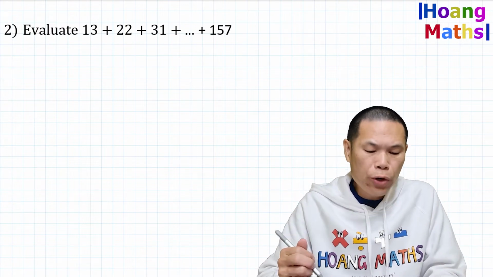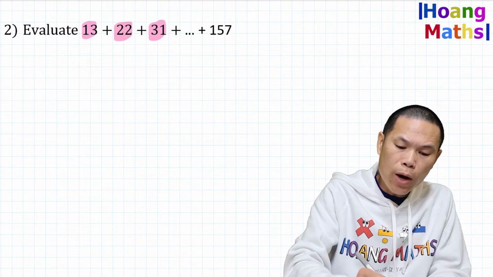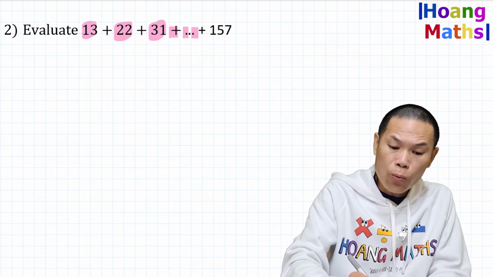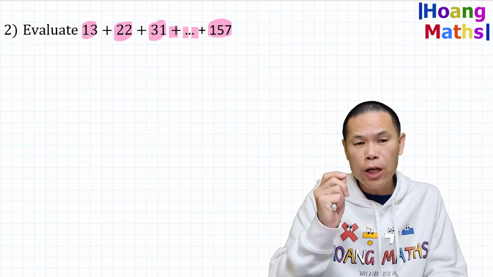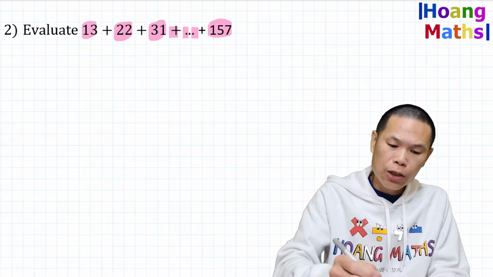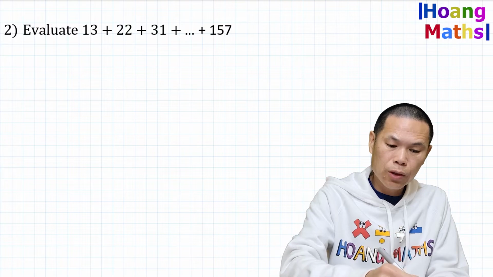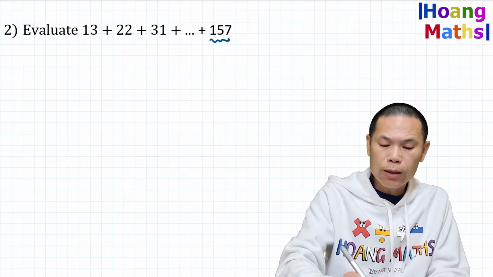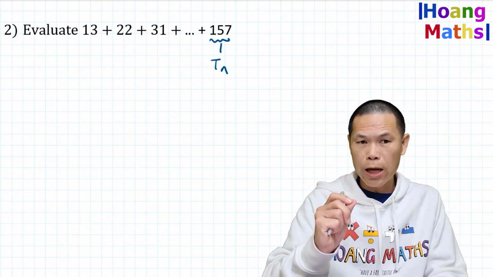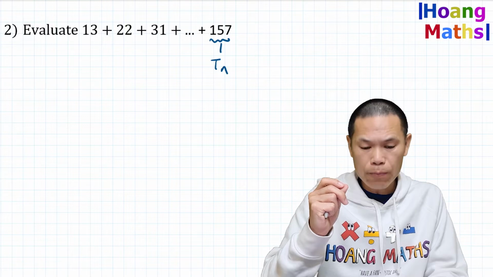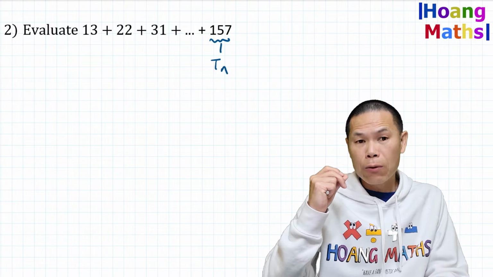Second one. We need to add 13, 22, 31, all the way to 157. The first step is we need to work out how many terms there are in this series. So we need to work out how many terms altogether. We know the last term is 157, so we need to find out what term 157 is.